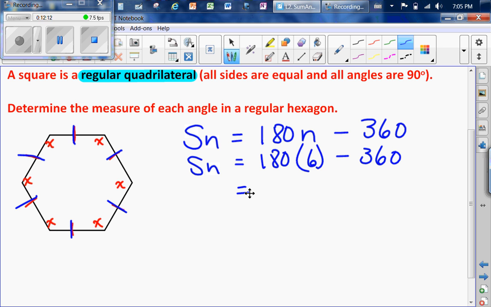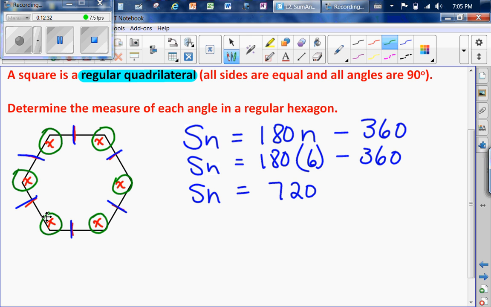If you do the calculations for that, you end up with the sum of all angles is 720. And in this case, all of our angles are equal. So if all of these angles are equal, then all we need to do is divide that by how many angles we have. So our angle, our x, is going to be 120 degrees each.